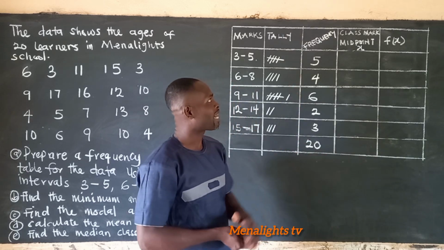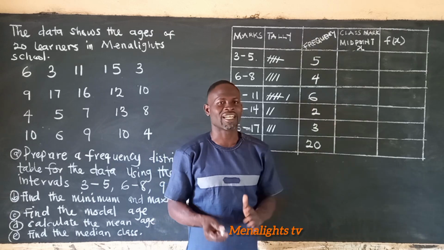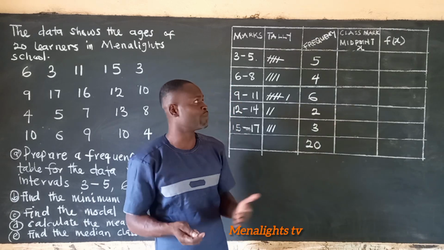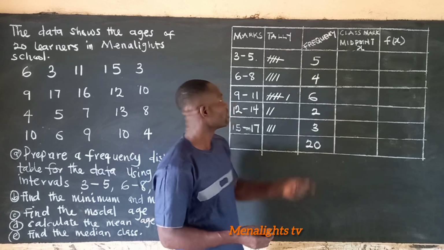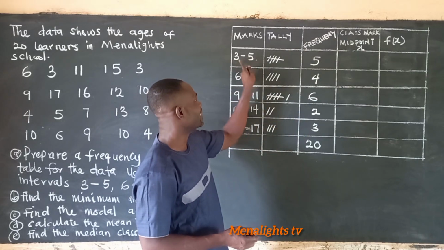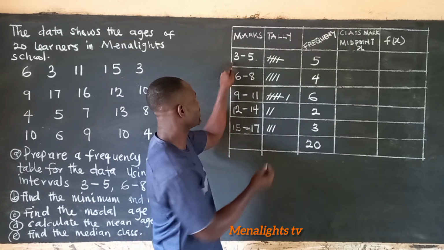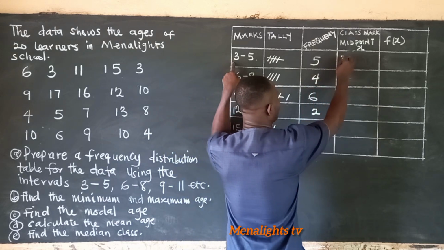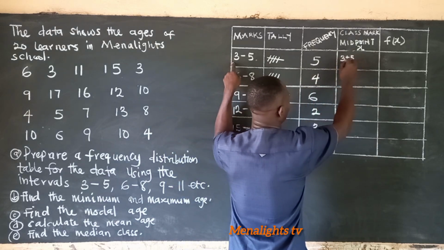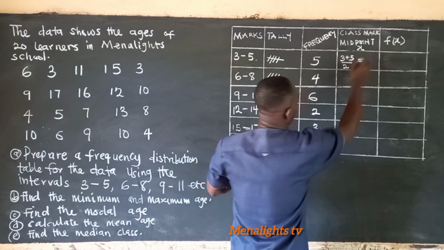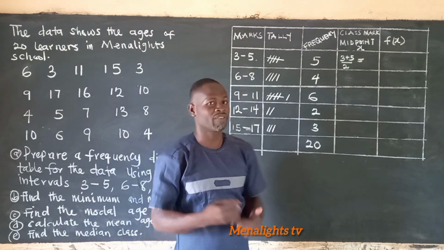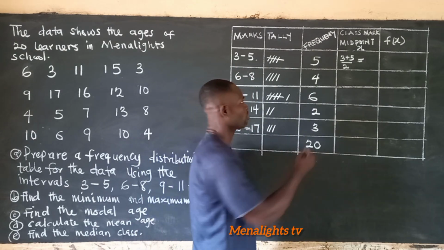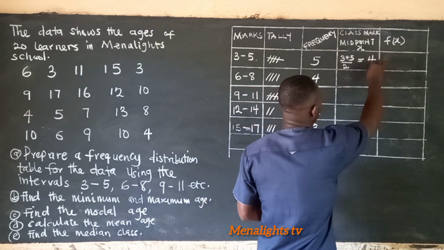Now you come to the class mark. The class mark is the same as the class midpoint, or the midpoint. For us to get the midpoint, we add the 2 ages here and divide by 2. So this is the same as 3 plus 5 divided by 2. 3 plus 5 will give us 8, 8 divided by 2 will give us what? 4. So we have 4 here.